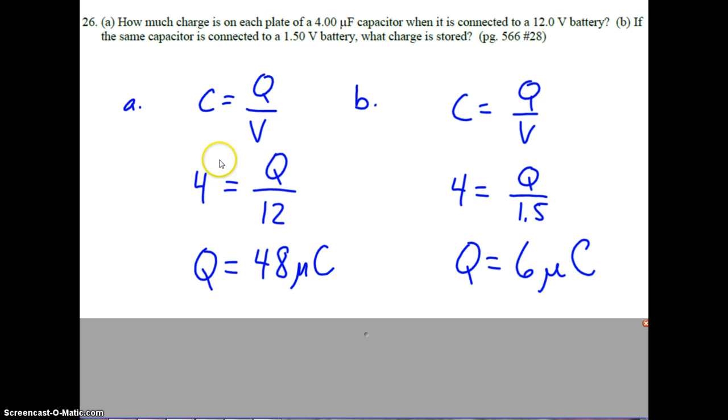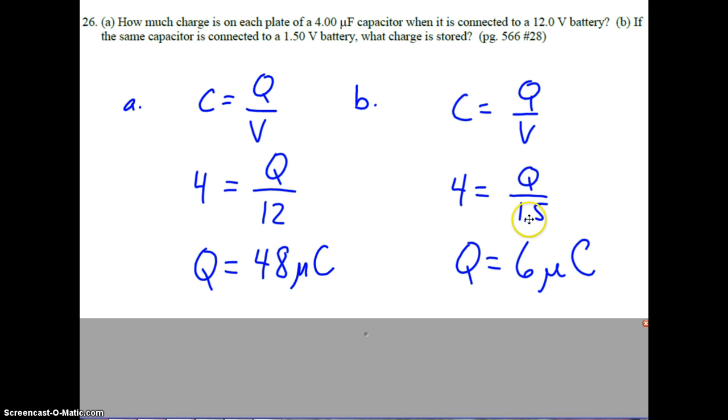So with a capacitance of 4 and a potential difference or voltage of 12, 12 times 4 is 48. Make sure you include micro in your answer since the capacitance was given in microfarads. You don't necessarily have to convert here. If you do, of course, you'd get 48 times 10 to the negative 6 coulombs.